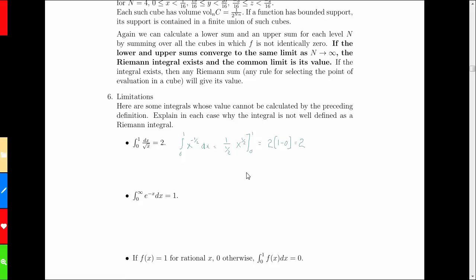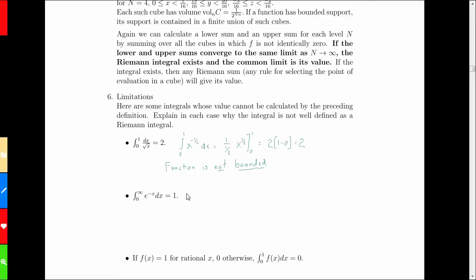However, this integral is not well defined as a Riemann integral because as x approaches 0, 1 over the square root of x gets larger and larger and larger. So in this case, the function is not bounded. Therefore, we can't define a supremum in each interval, and this is not a Riemann integral.